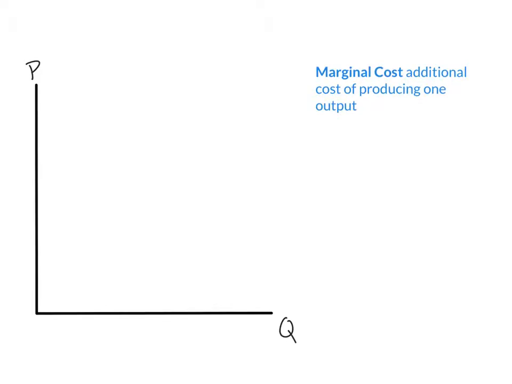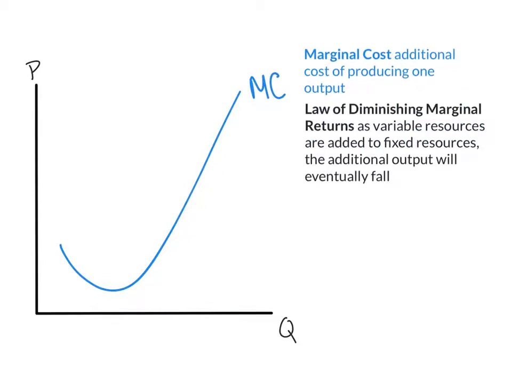Moving on, let's talk about marginal cost. This is the additional cost of producing one output, so it tends to look like this. But why does the marginal cost curve look like this, you may ask? This is because of the law of diminishing marginal returns, which says as variable resources are added to fixed resources, the additional output will eventually fall.